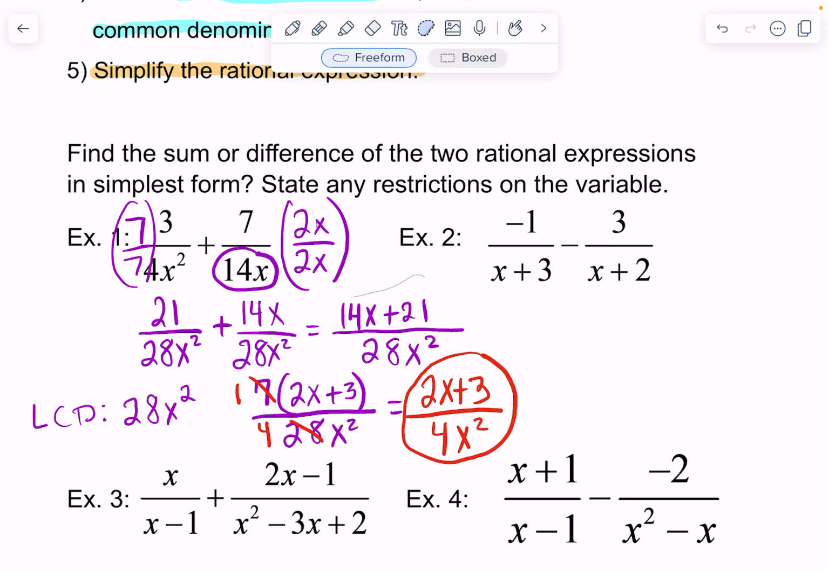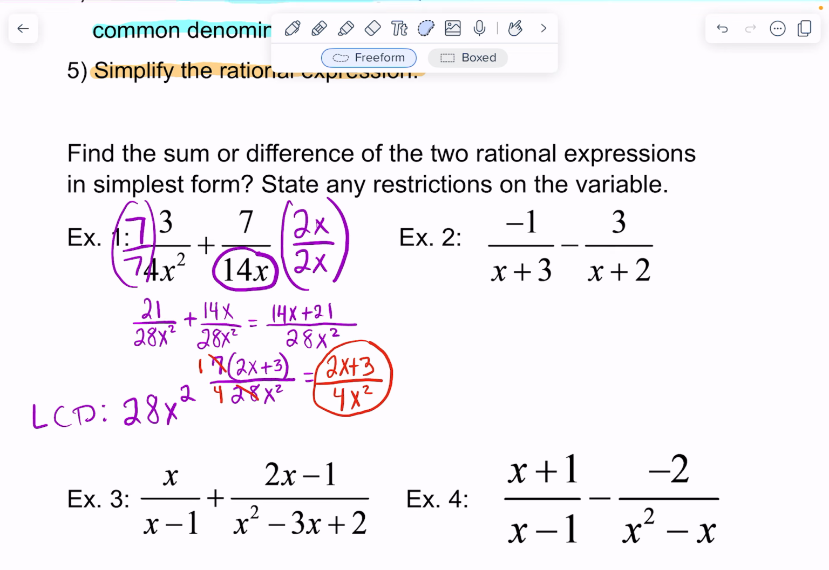Nice and easy. All right, let me go ahead and shrink this here for us. Give us some more space.